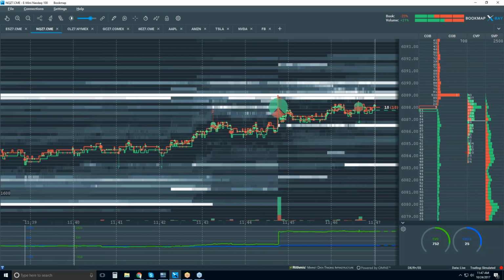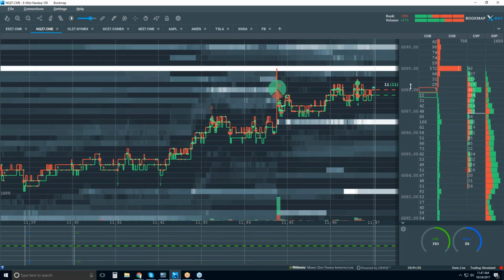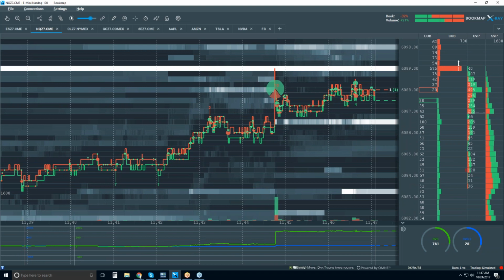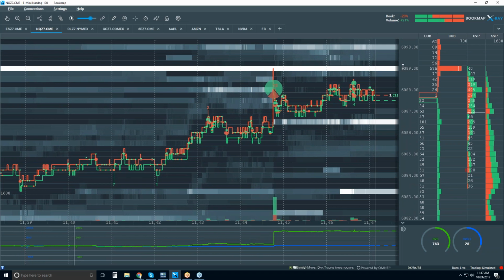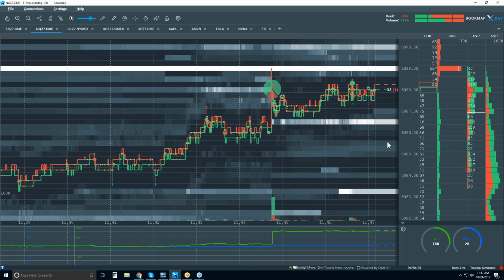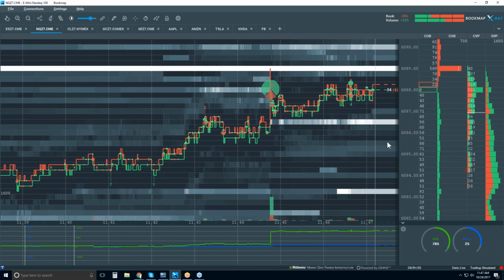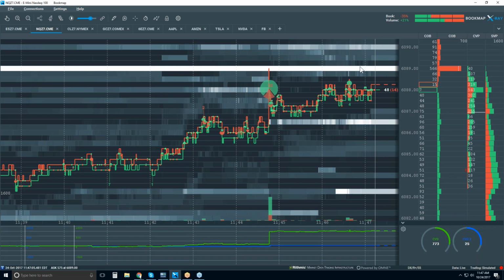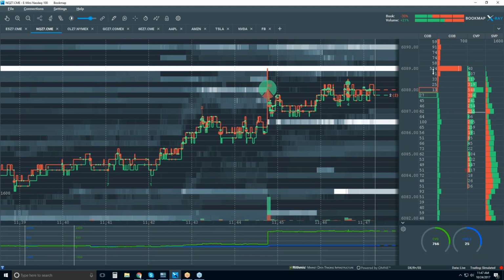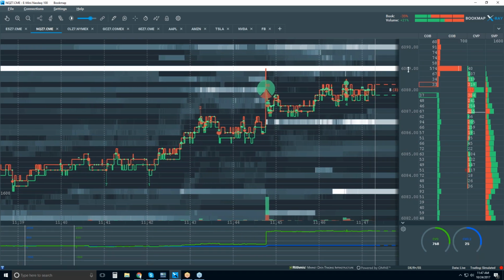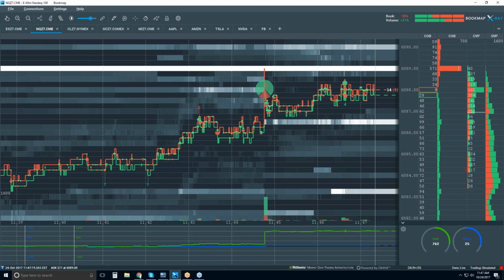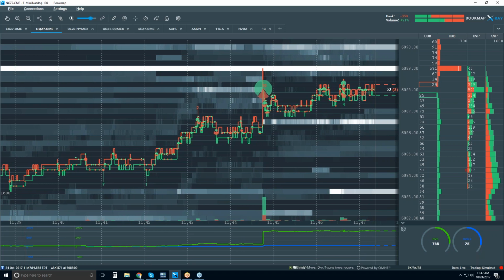And look at our large lot tracker too. One individual actor has almost, over 500 contracts here at this level. So a huge player up here. Now, what if this guy pulls too? Okay, I mean, there's going to be a huge vacuum in that liquidity.